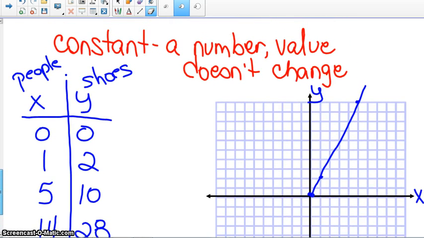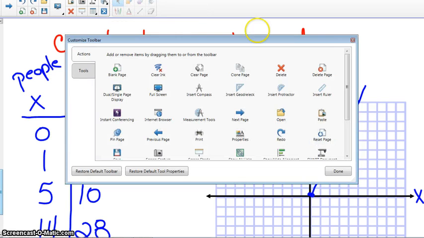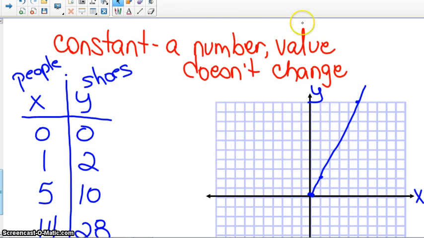Okay? So if we charted this, you could see I've already done a little bit of a graph over here. I plotted some points, 0, 0, 1, 2, 5, 10, and you can see they're all in a straight line, and they would continue to go in the straight line. So when you have a direct variation equation, you're going to get a straight line, and they're all increasing at the same rate.